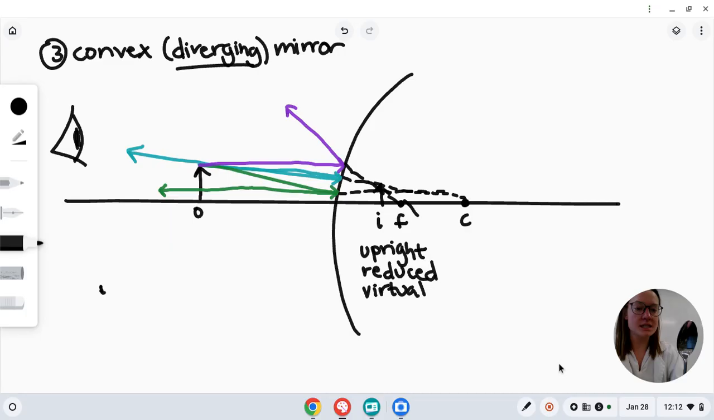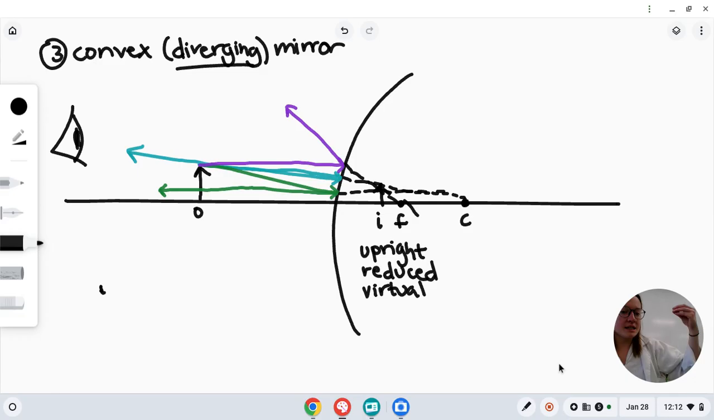You see diverging mirrors all the time on the school bus. If you've seen up at the top there, the bus driver will often have a nice diverging mirror up in the corner. That diverging mirror lets the bus driver see all the way to the back of the bus because he can see an upright, reduced, and virtual image.